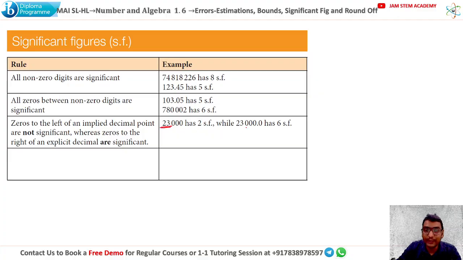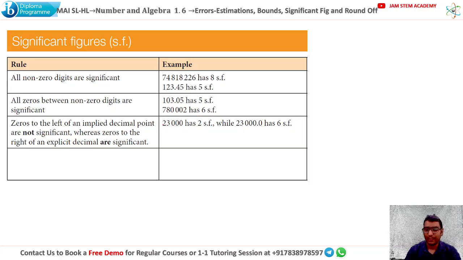But if I write the same thing as 23000.0, now just because of this decimal, all these zeros will become significant. So in this case, you will have a total of 6 significant figures. Can you see that? Writing our answer as this and this, both are the same actually, the values are the same, but their representation makes different significant figures. So in this way, you can check whether we have to count those zeros or not in case of zeros at the end.